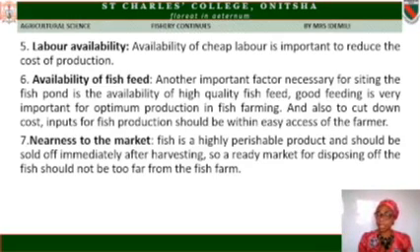Another factor to be considered is nearness to the market. Fish is a highly perishable product and should be sold off immediately after harvesting. So a ready market for disposing of the fish should not be too far from the fish farm.